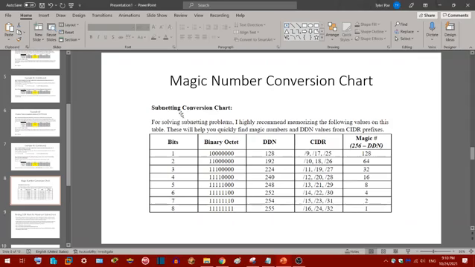So I have a magic number conversion chart. What I recommend is you memorize the dotted decimal notations that correspond to the CIDR masks you see, and then memorize the magic numbers that also correspond to them. So, for example, if you're given an IP address with /18, you should recognize that your magic number is 64. So what I recommend is when you see 9, 10, think in your head 9, 10, 11, 12, 13, 14, 15, 16, and so that's the first.